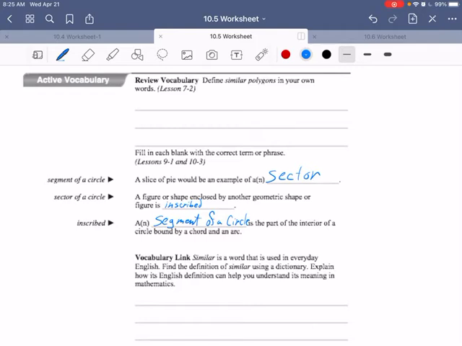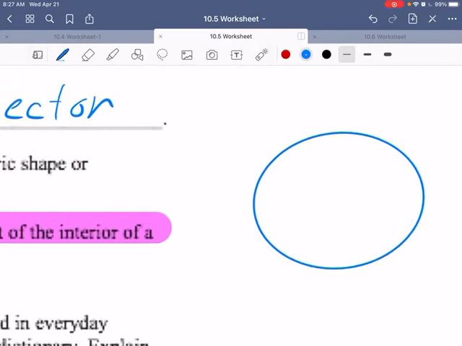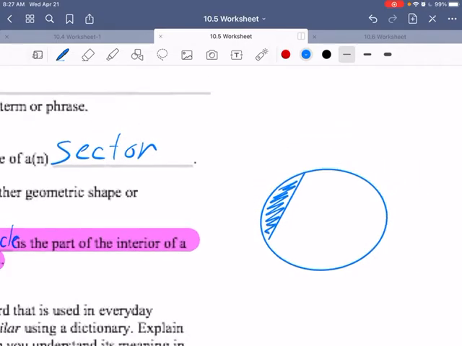Segment of a circle, down here, we're talking specifically about a part of the interior of the circle bound by a chord and an arc. So visually, if we're looking at a circle, sort of a circle, oval thing, a segment of a circle would be like if you just made a chord right there. This would be considered the segment of the circle, just the piece of it.